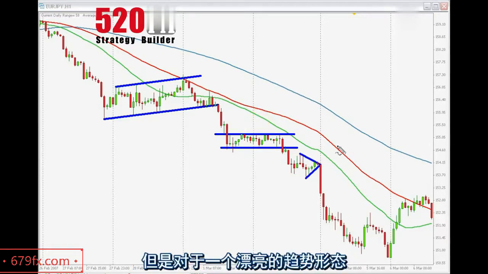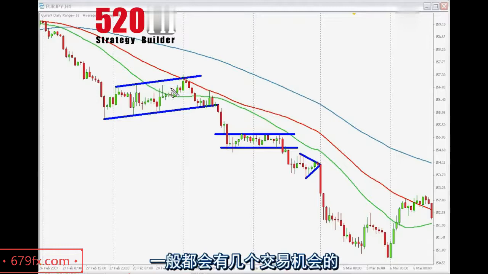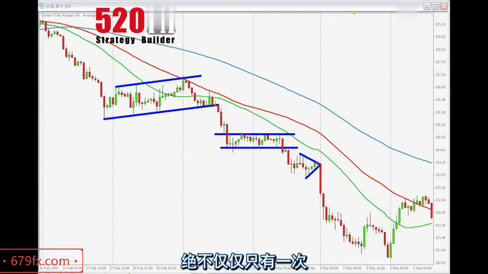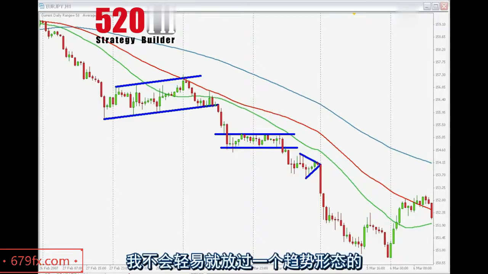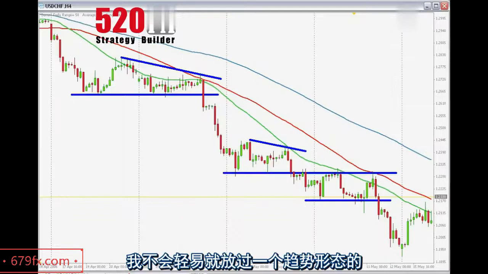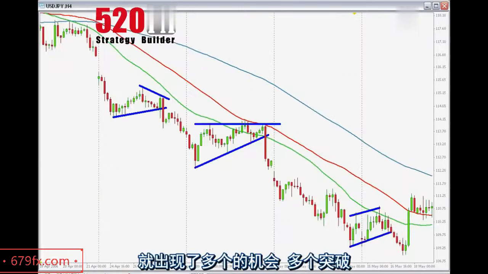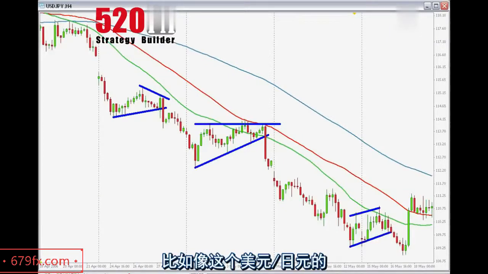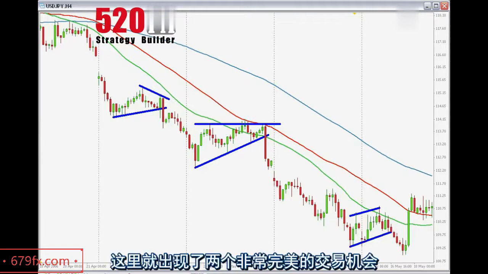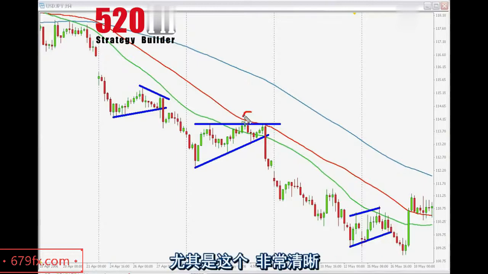But in a nice trending market, you usually get the chance to profit at least a couple of times per trend. Not just once and let the trend go by without taking any more opportunities on it. Like we saw in this case, we saw a few opportunities, a few breakouts. We also saw this chart on the USD JPY 4 hours chart. It gave out two beautiful opportunities, especially this one, very clear.